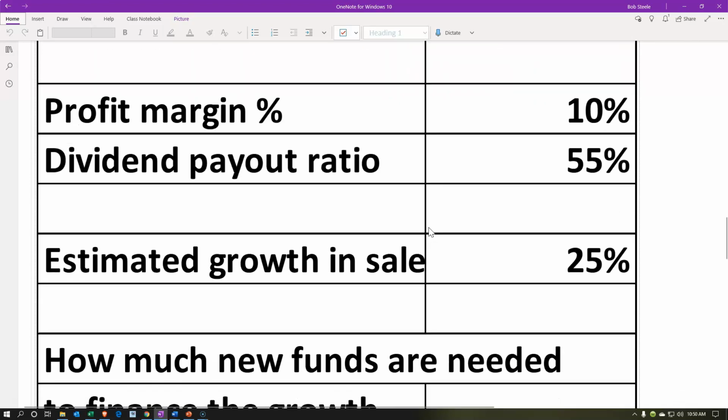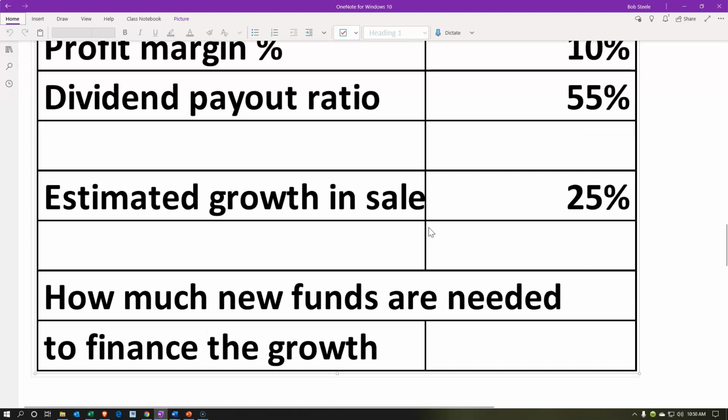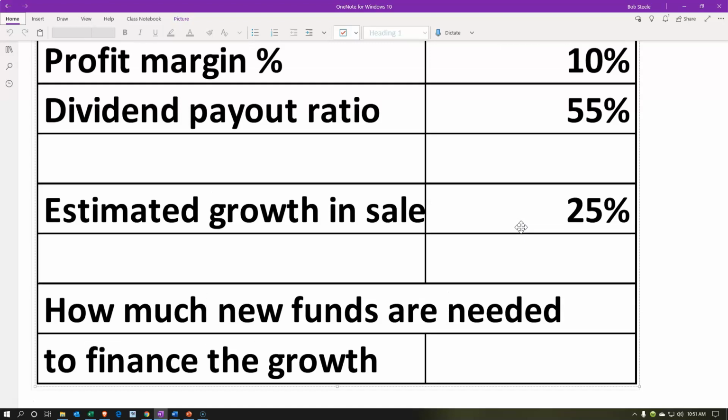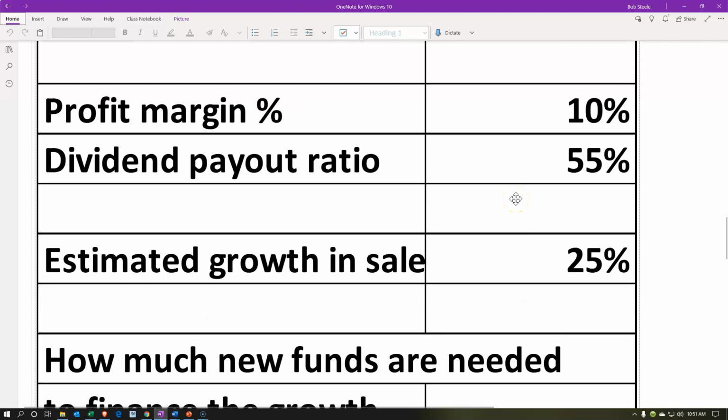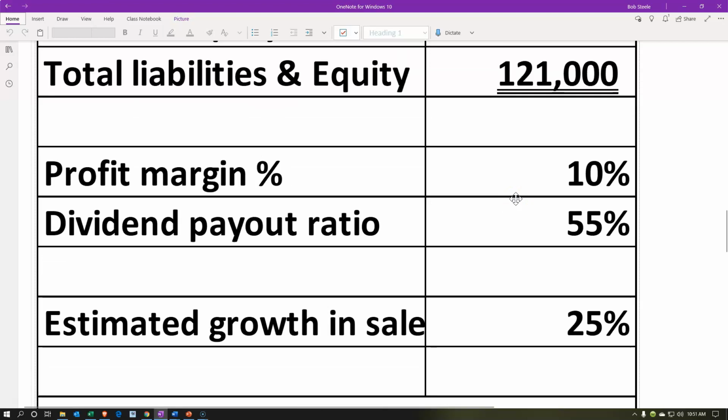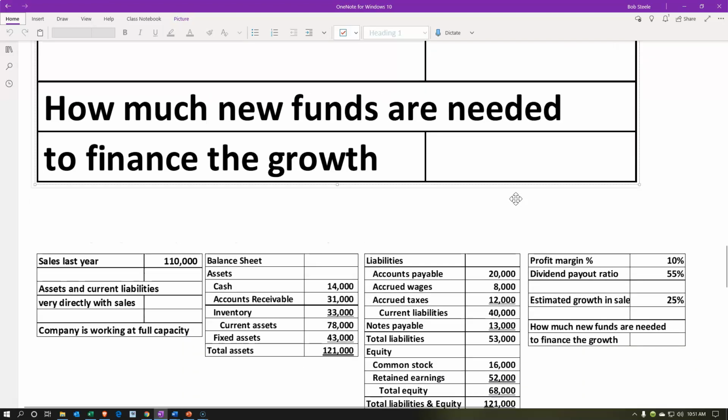So then we have the estimated growth in sales. We're estimating a 25% growth in the second year. So in our projected year going out, 25% growth. How much new funds are needed to finance the growth? So notice if we have a 25% growth, then we've got to think about how much funds are going to be needed in order to fund that type of growth. Also note that we have a dividend payout here of the 55% and a profit margin of the 10%. Okay, so given those assumptions, we're going to go back down.